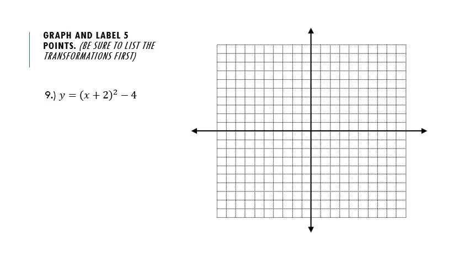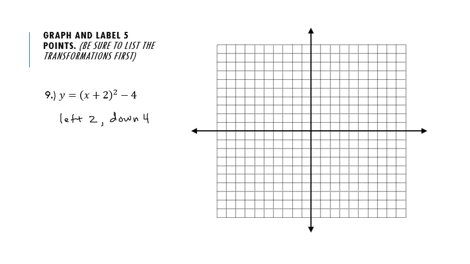All right, so we're looking at a squared graph, so this is going to be a parabola. So what do we got? We've got nothing out front. Remember, it's actually an invisible 1, right? So we have left 2, down 4.